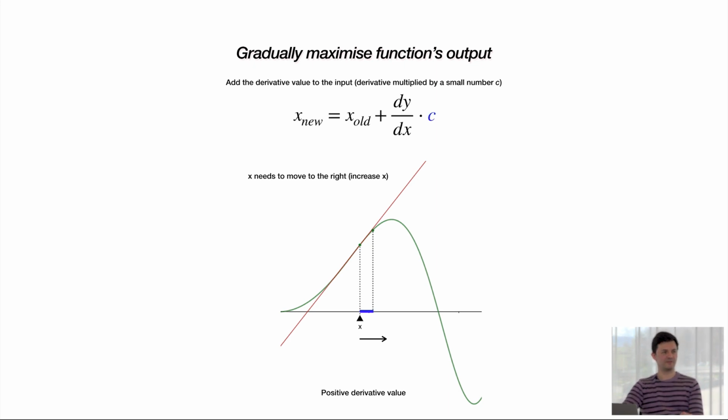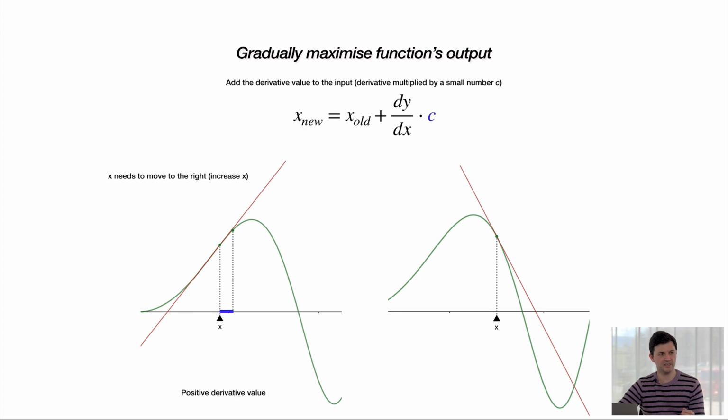So we had an old point. Our point x is actually x old, and we need to know the x new, which will be a value of x which will maximize our function. So we can see that x new is equal to x old plus the derivative of the function at the point x multiplied by c, which is some kind of small number, for example 0.01.